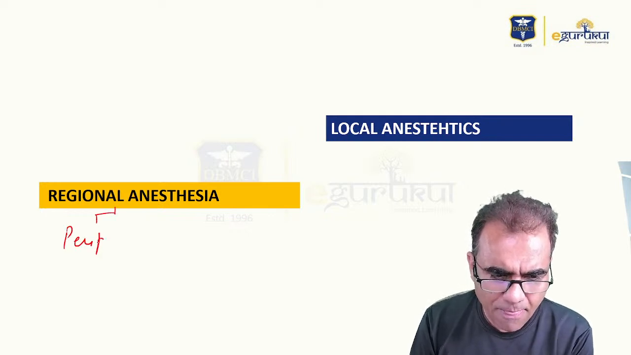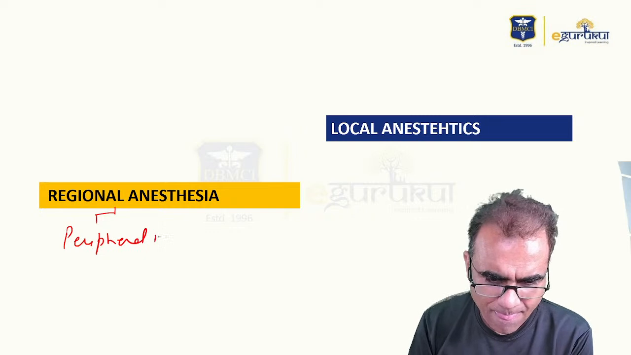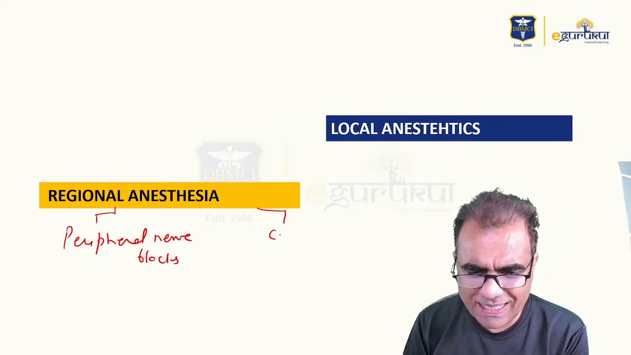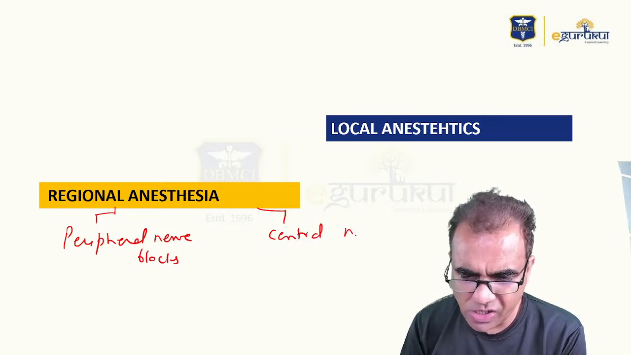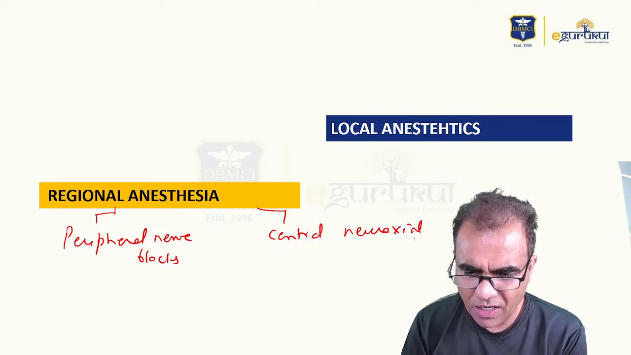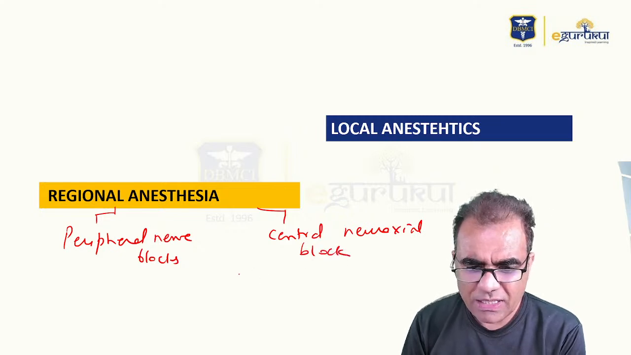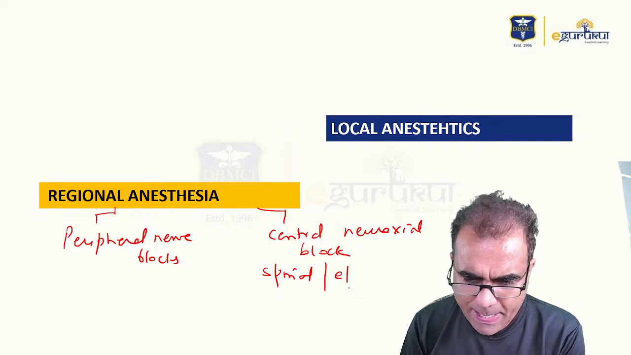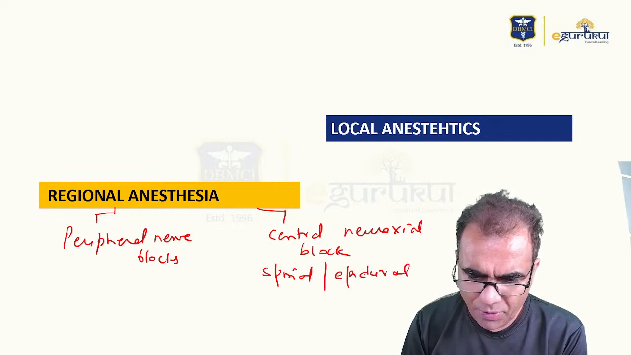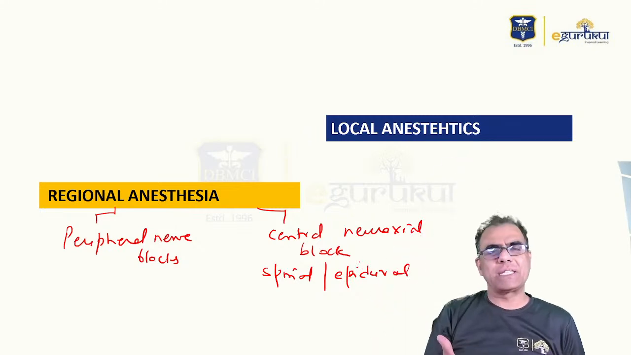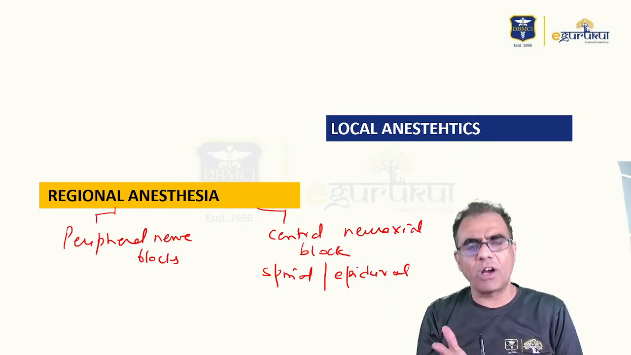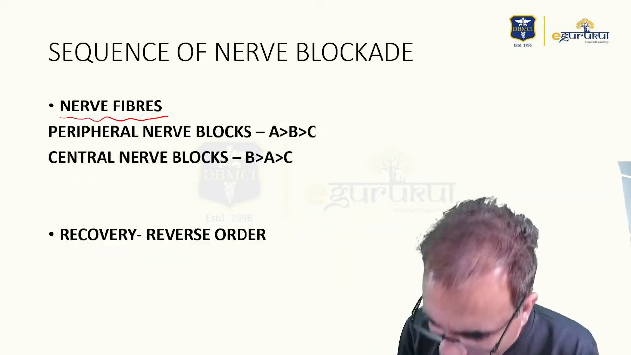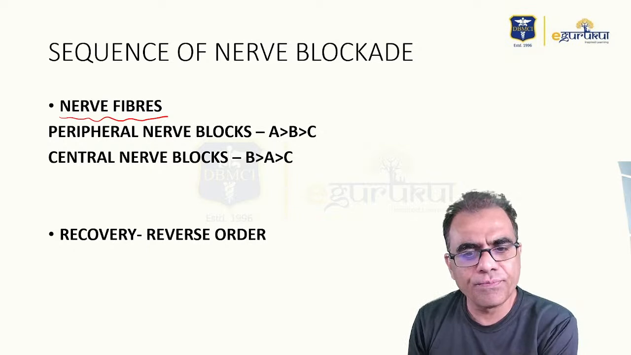peripheral nerve blocks or central neuraxial blocks. Central neuraxial blocks means spinal and epidural, meaning given along the central neuraxis. Spinal and epidural are central neuraxial blocks. All other blocks are peripheral nerve blocks. And this is the reason that it has caused controversy.